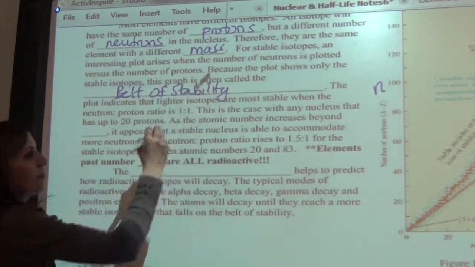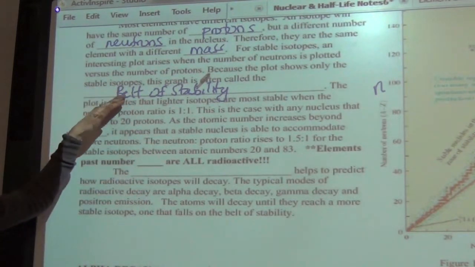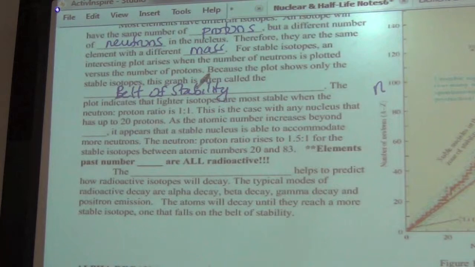Nice. It is called the belt of stability. And next week, I'll talk to you about the schedule, by the way, for next week. But there's going to be a quiz on this stuff. Make sure you know what this is called, okay? So the belt of stability.